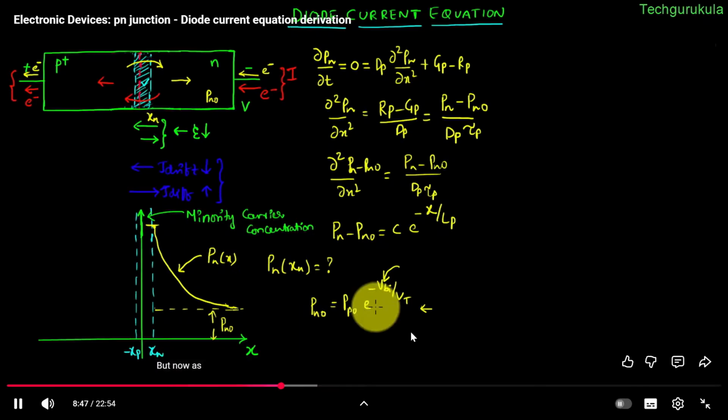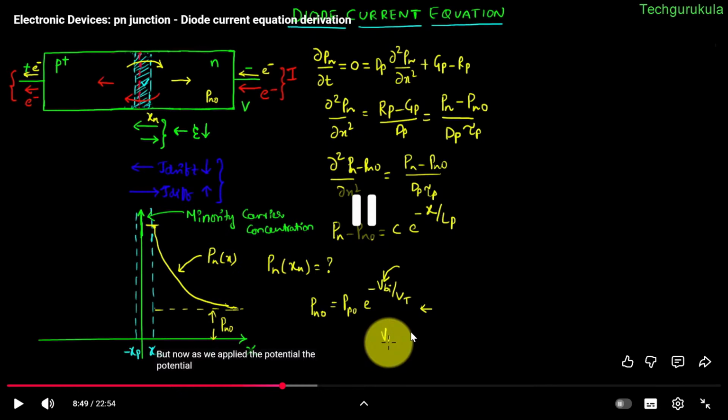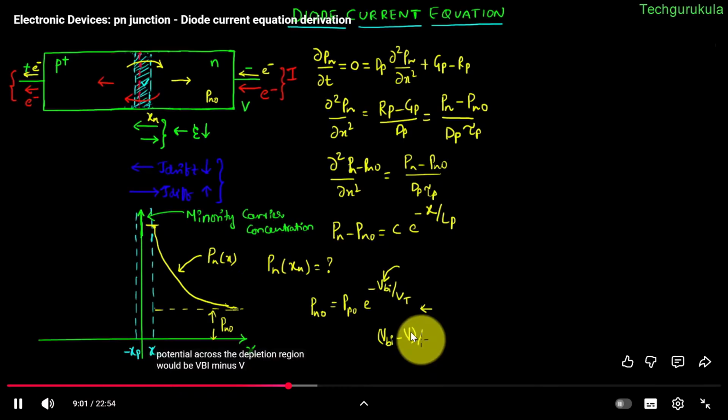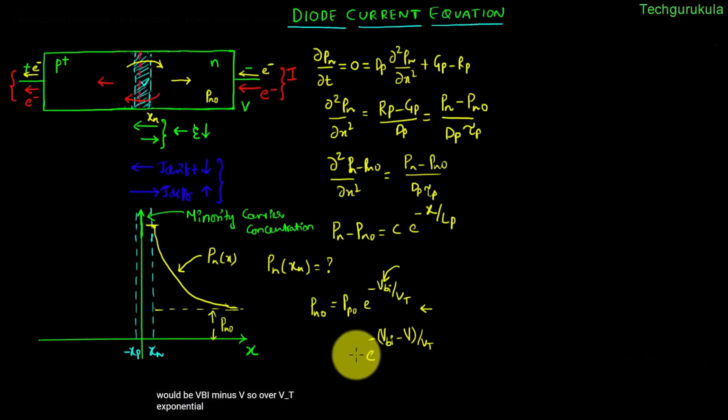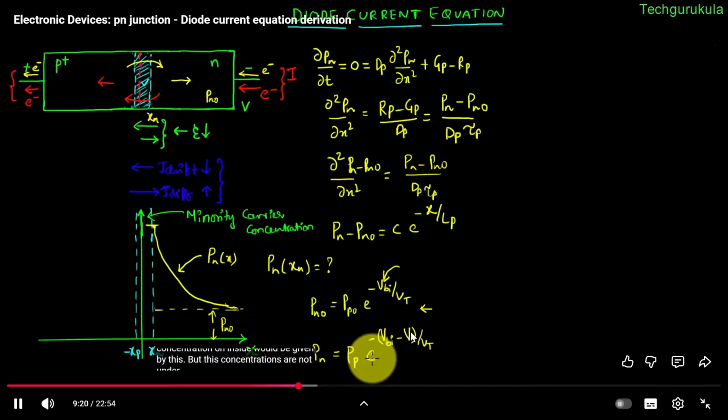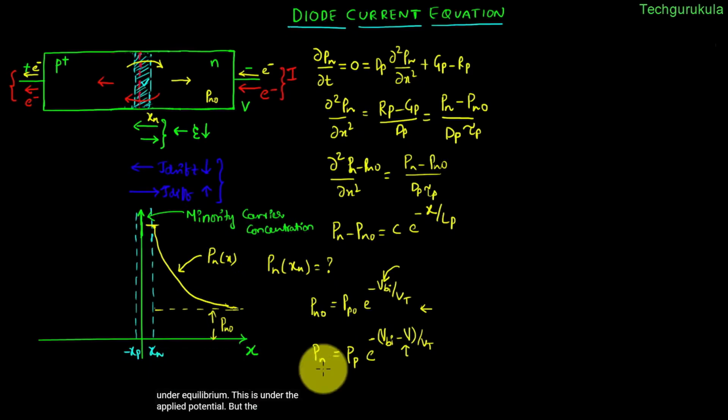But now, as we apply the potential V, the potential across the depletion region would be Vbi minus V. So with e power (Vbi minus V) over Vt, the concentration on the n-side would be given by this. But these concentrations are not under equilibrium. This is under the applied potential. But the problem with this is we don't know either of these quantities. Then we need to make some assumption.